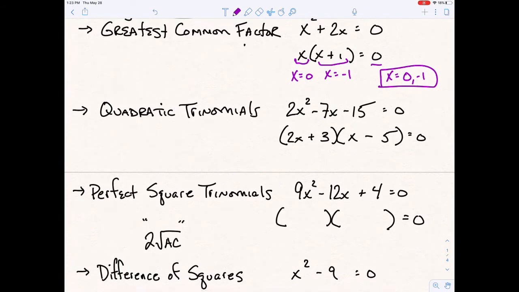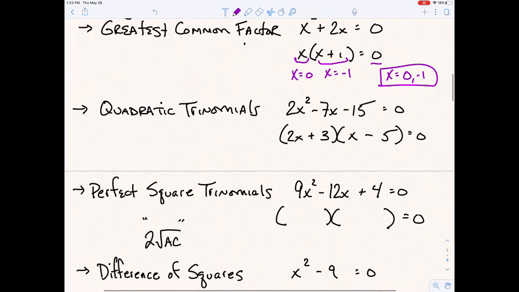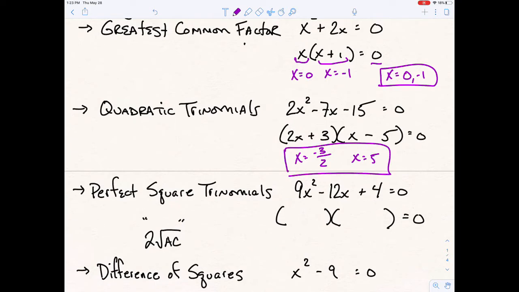For quadratic trinomials, this is just good old-fashioned factoring. You could use the area model. You could use grouping if that's how your teacher taught it to you. That's not how I taught it to you. We use the area model. With that in mind, you would again have these two chunks. And if either one of them or both of them equals 0, then you have a solution. So x would be -3/2, or x would be 5, and those would be your two solutions, right?